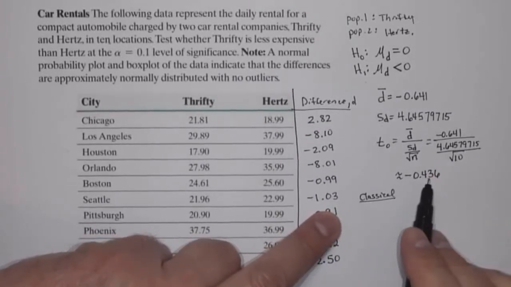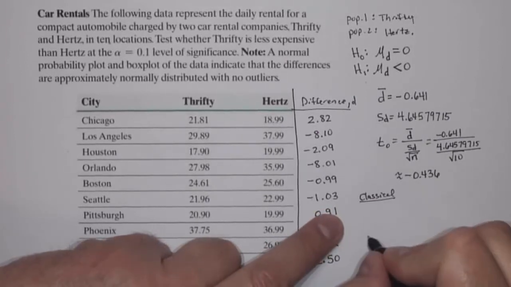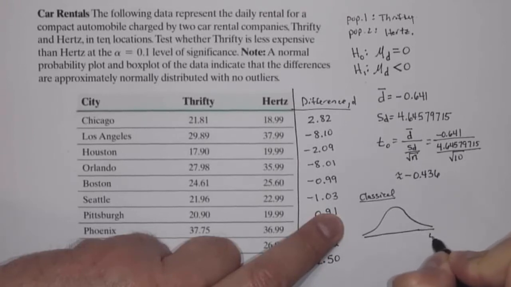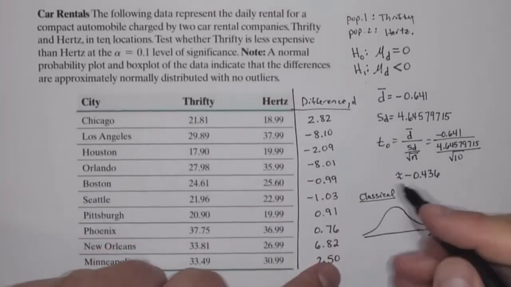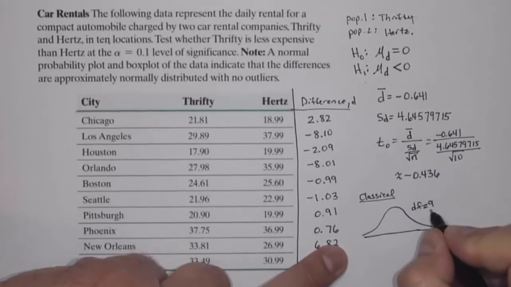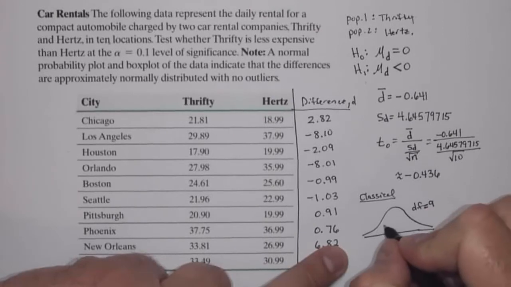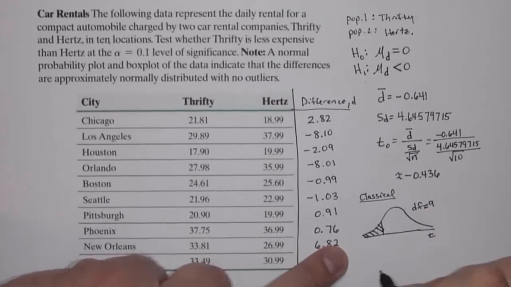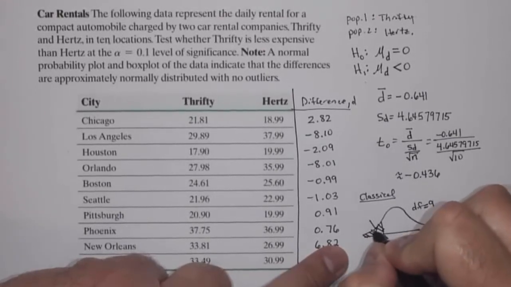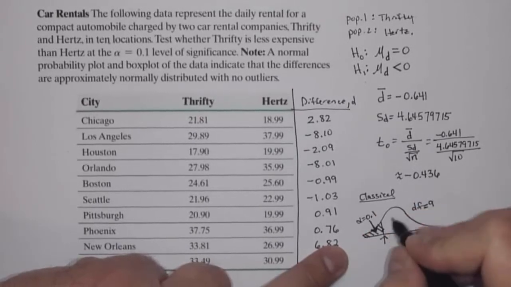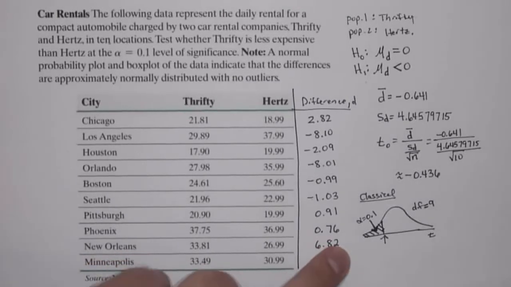If I use the classical approach, I need to compare this to the critical value, which I need to determine. In this case, we're dealing with a t-distribution. N equals 10, so we have 9 degrees of freedom, 10 minus 1. We're dealing with a left-tailed test, so alpha is in the left tail, which means we're going to have a negative critical value. This area right here is 0.1, and I need to figure out what that critical value is.